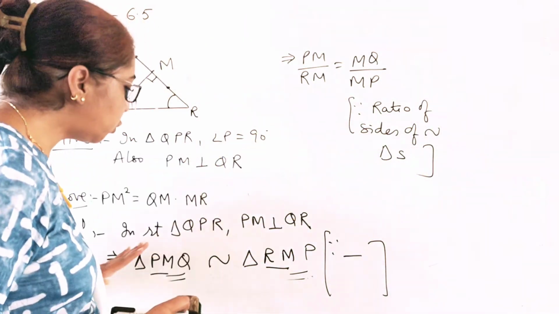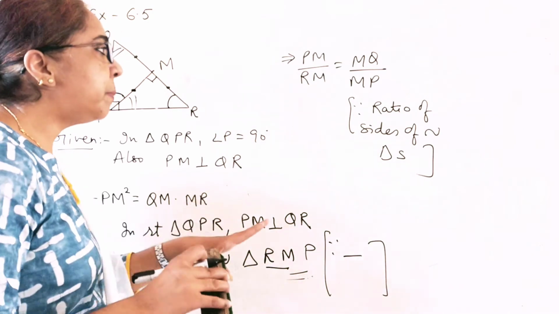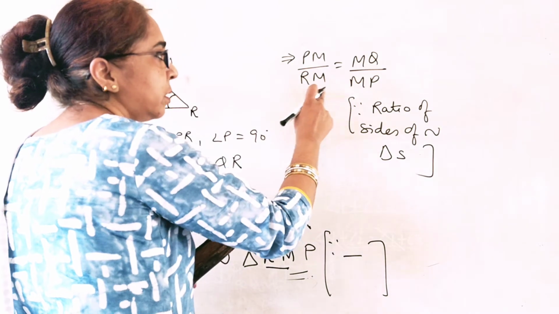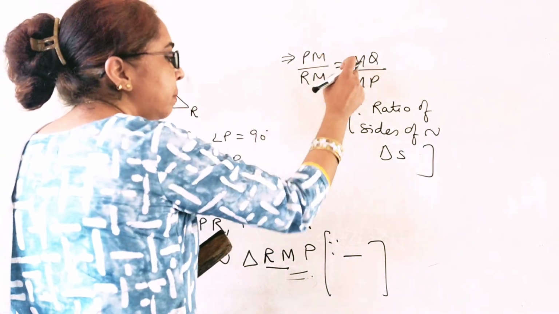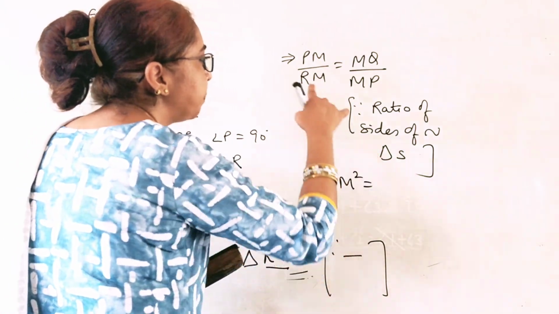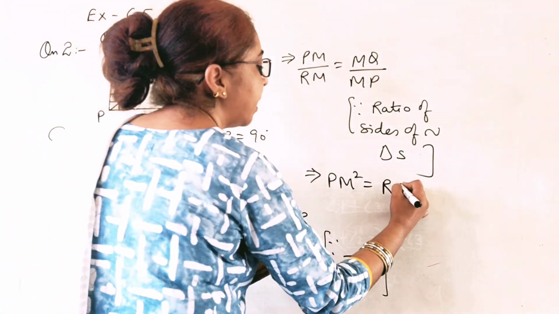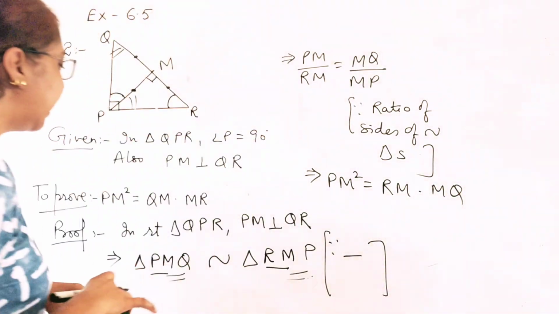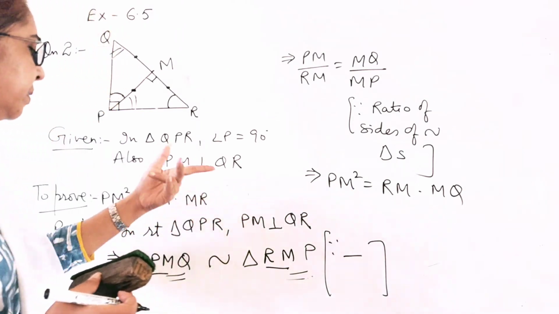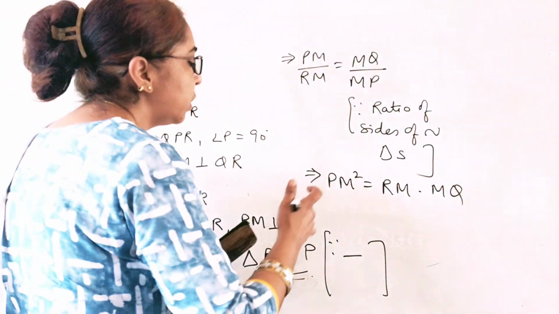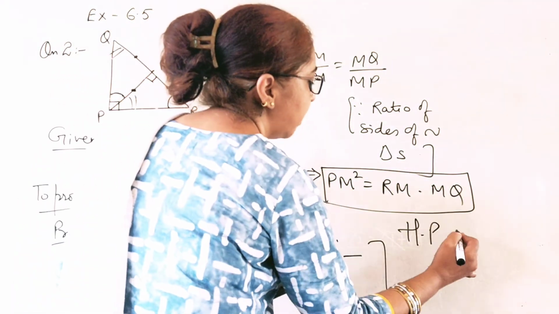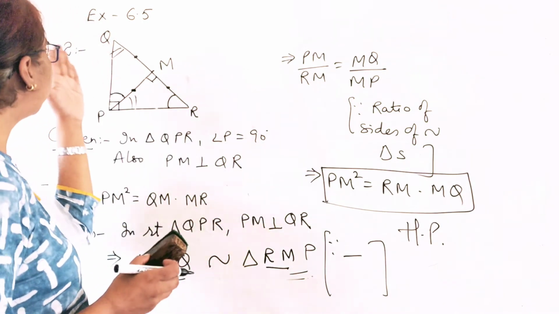I have just written it to show you how we have to take the ratios, but because in the question I want to get PM square, I just have to take the first two ratios. Now cross multiply and you will get PM and PM, that means PM square, and RM into QM. RM means MR, and RM are the same, QM and MQ are the same. So this is the result which we had to prove. So hence proved. So this is all about question number 2.